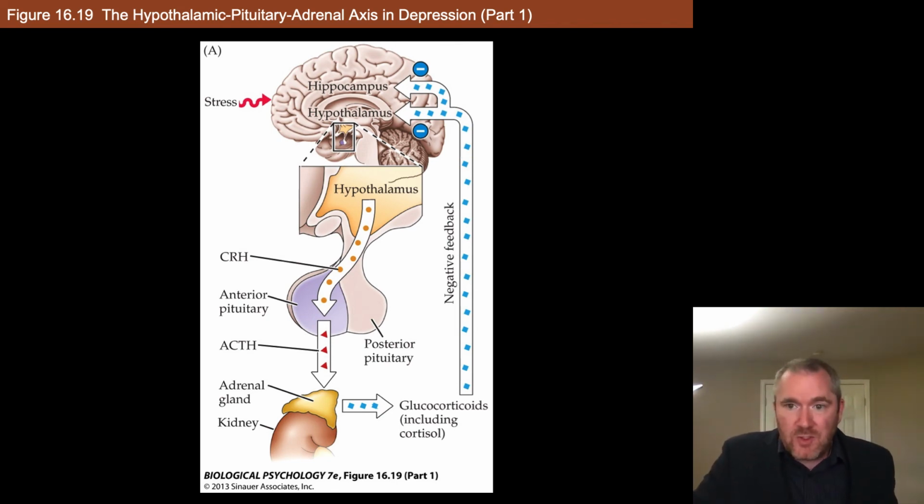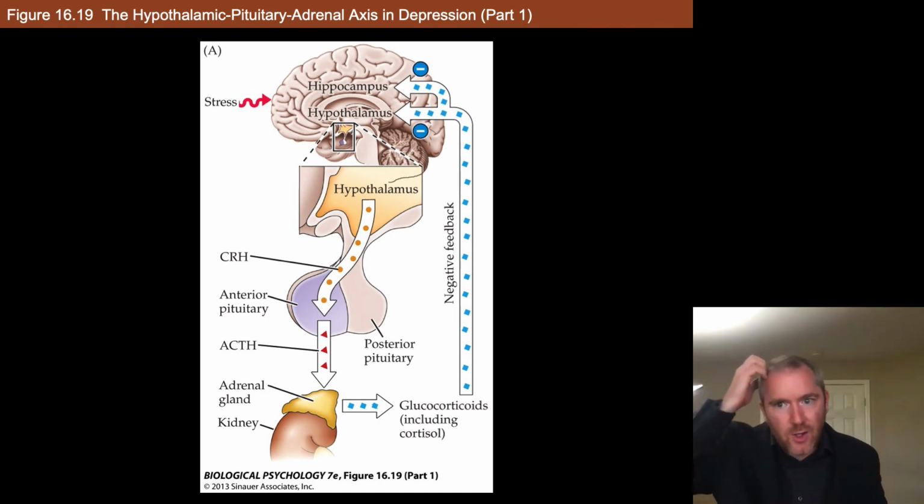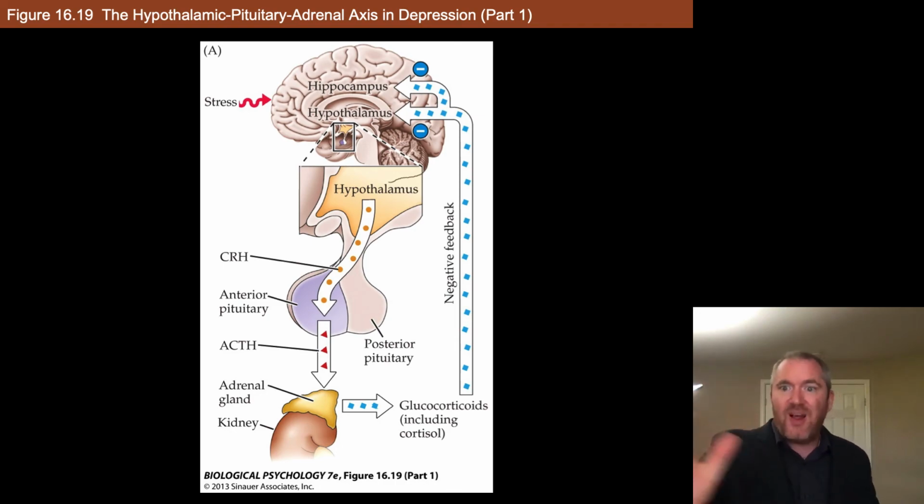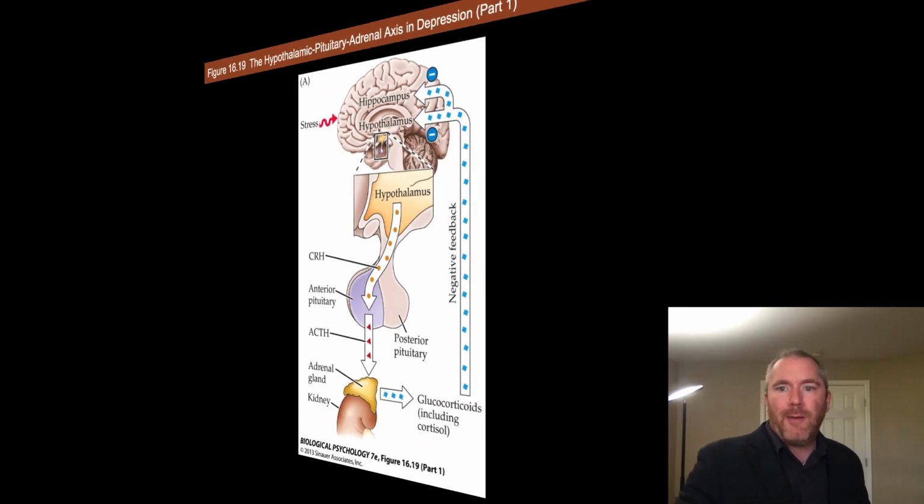But in a typical situation, negative feedback would then kick in to say, well, let's check this. Is this really such a big deal? Okay, let's turn the system off. In the case of Cushing's, that's broken, and the feedback system isn't functional. So it's just fight or flight feeling all the time.